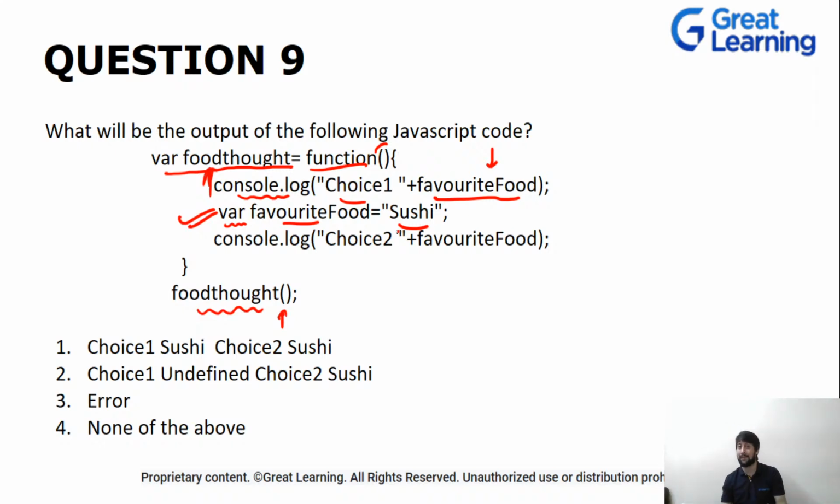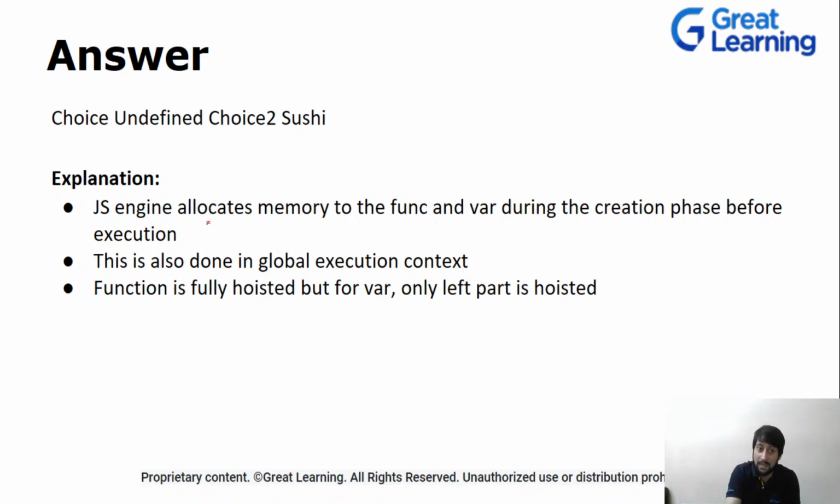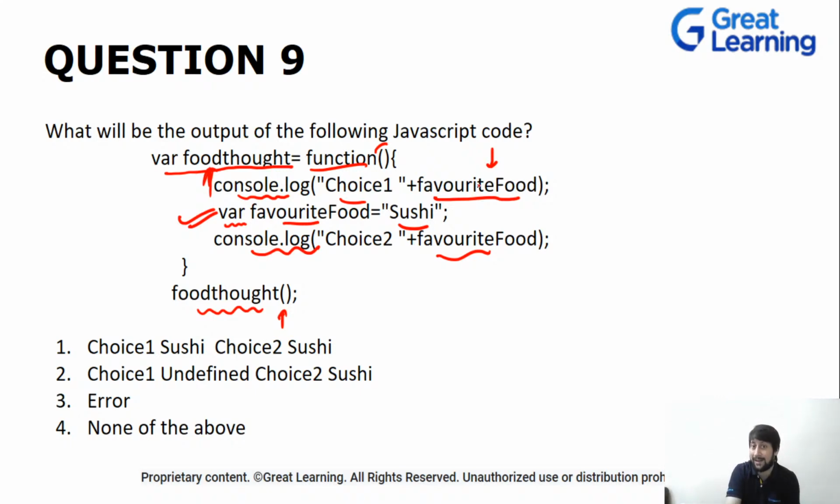Now in any programming language, apart from JavaScript, it would obviously give you an error that this variable has not been defined yet. And then you're printing out choice 2, that is your favoriteFood again. So in other programming languages it will definitely give you an error, but in JavaScript, what will happen over here is that hoisting will take place.